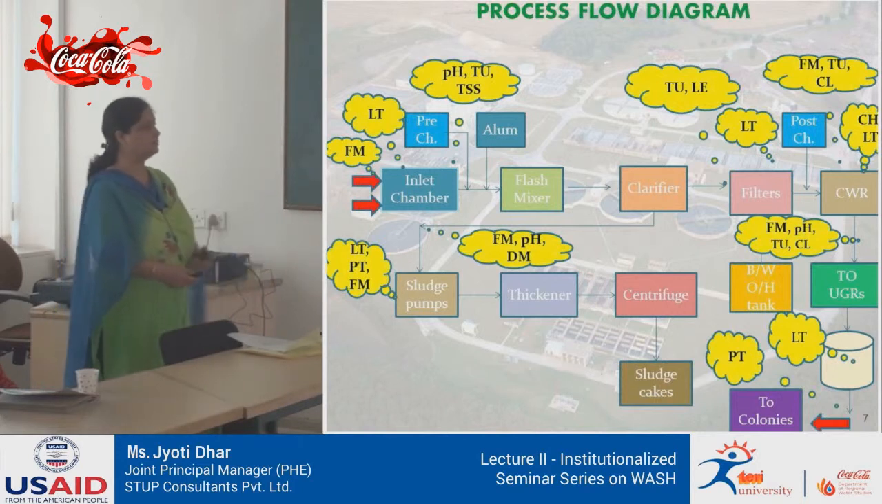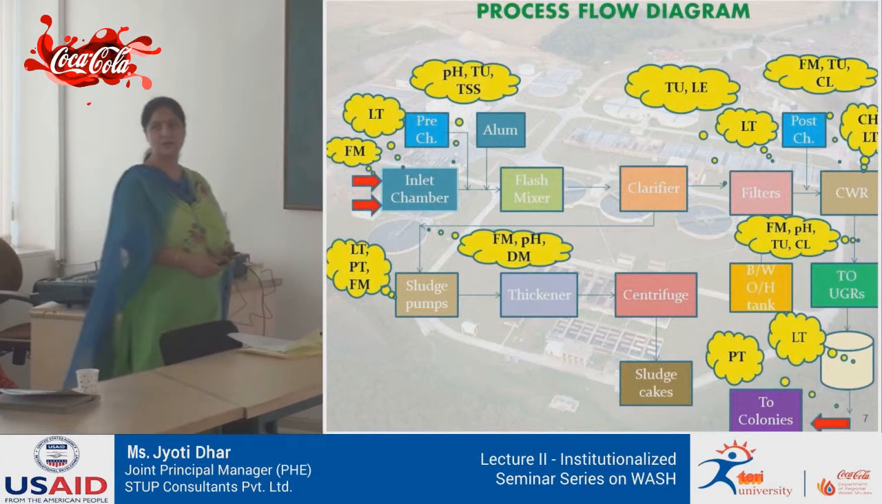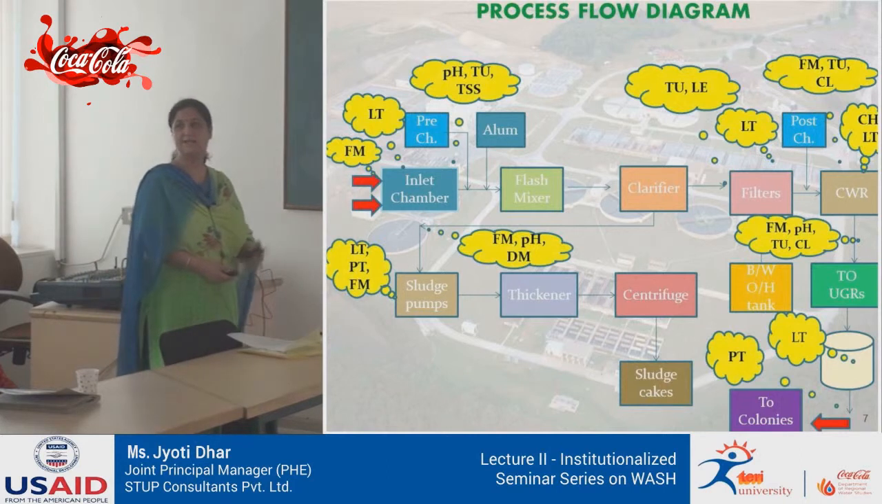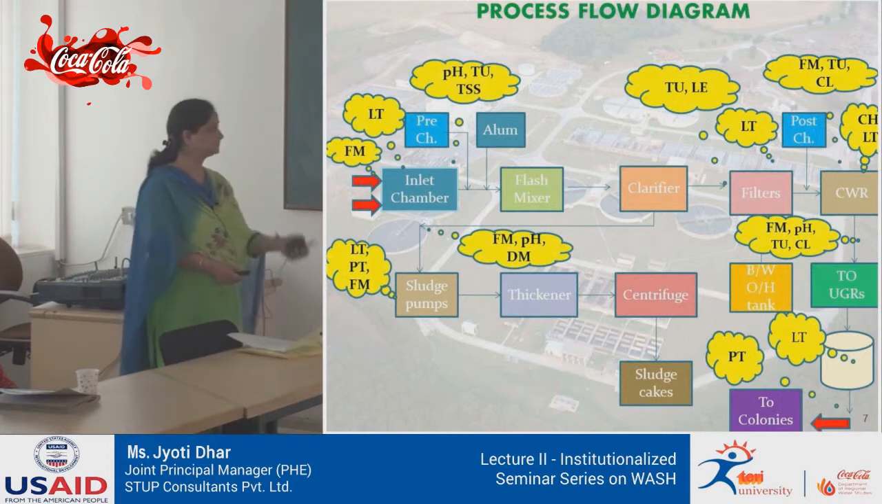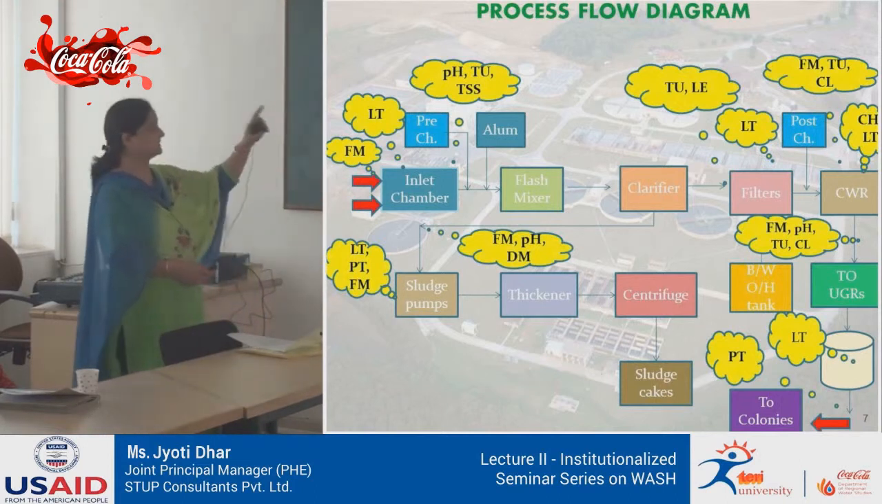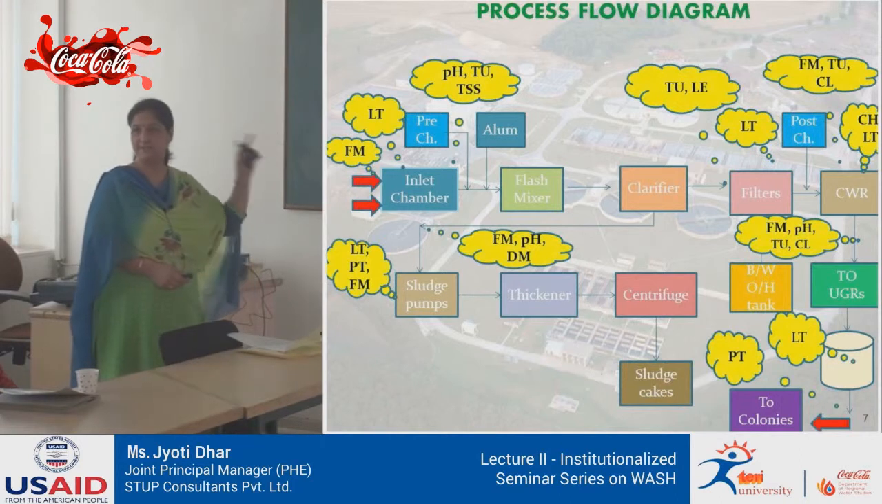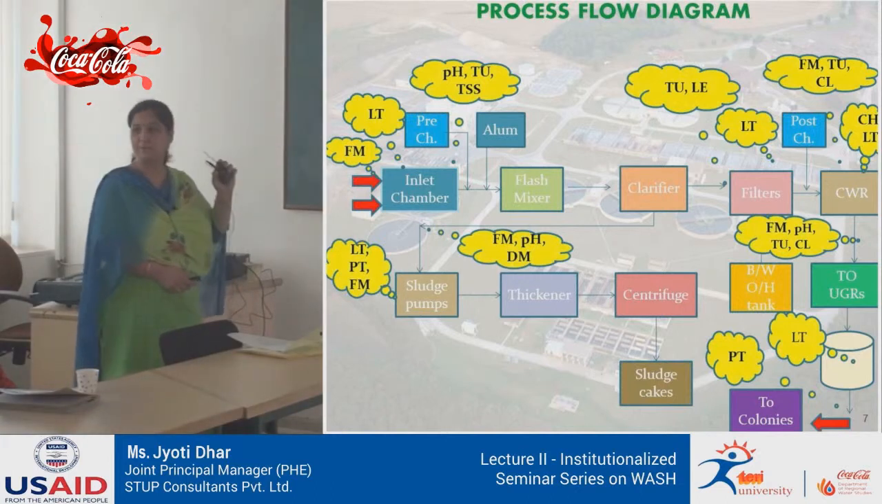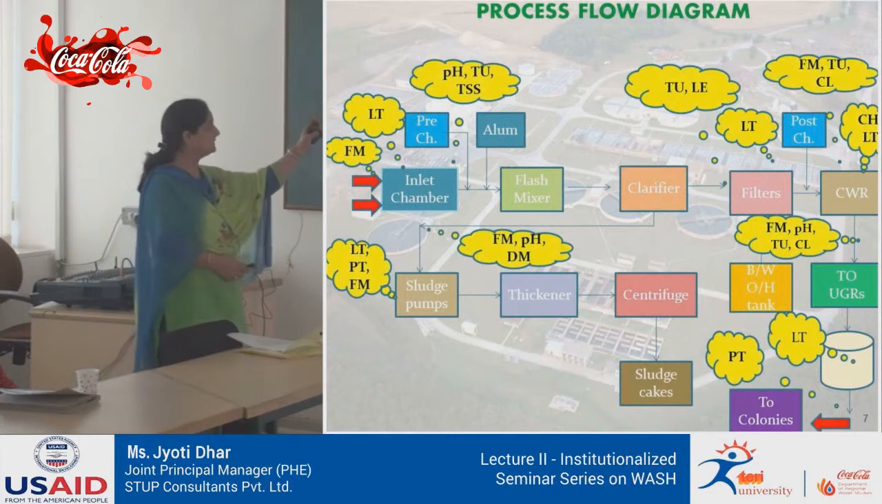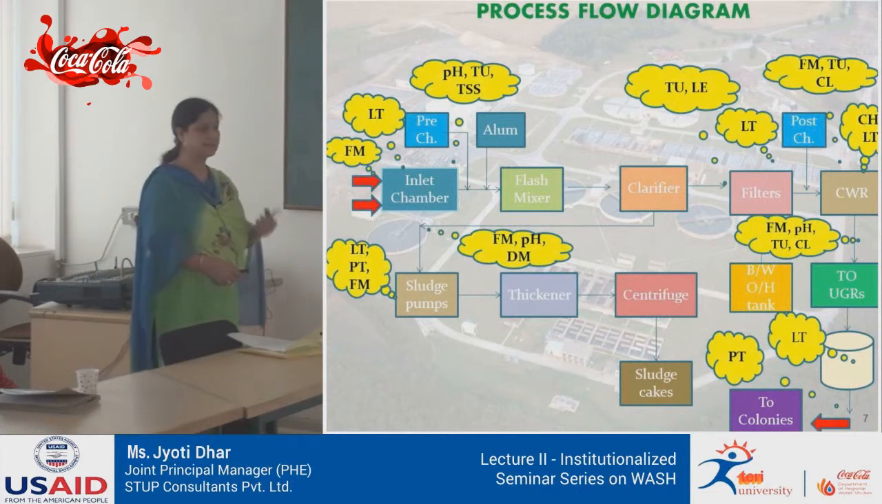Then you have a UGR system, that is the underground reservoirs, where the water is stored and treated with the help of chlorine dosing. And then finally it is given to the colonies. Now there are certain online parameters which are measured at every junction of the water treatment plant. At the inlet you have a flow measurement, and then you have an ultrasonic level transmitter in the inlet chamber.